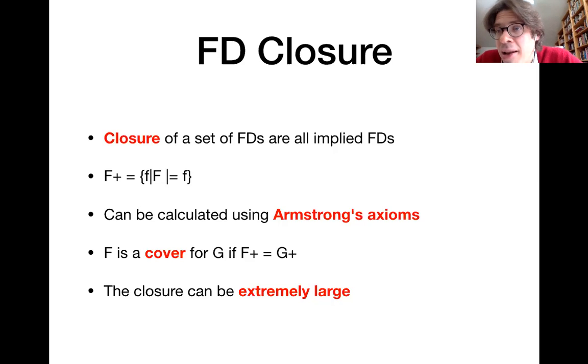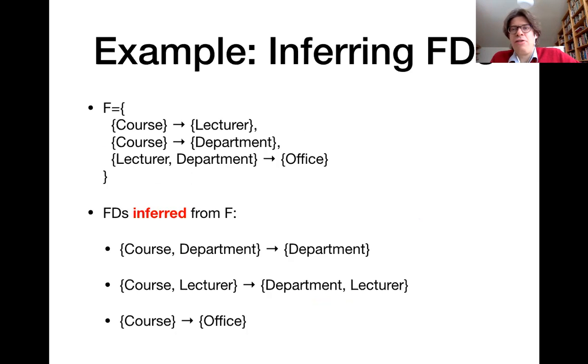The problem with those closures, with the set of functional dependencies that you can infer, is that in practice they're extremely large. So it is quite impractical to deal with them. So we will see a method to narrow down the set of functional dependencies that we are interested in at any point in time a little bit later.